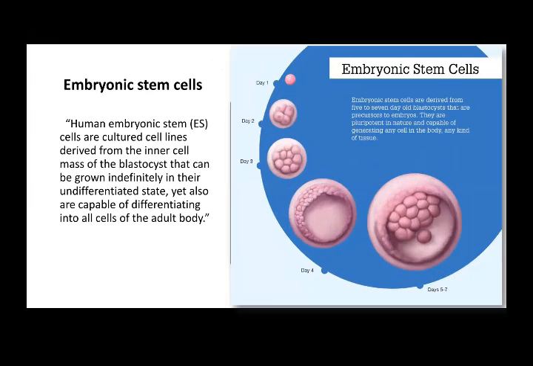Then you have the embryonic stem cells as well. Human embryonic stem cells. They're cultured cell lines derived from the inner cell mass of the blastocyst that can be grown indefinitely in their undifferentiated state, yet also capable of differentiating into all cells of the adult body. So they're derived from 5 to 7 day old blastocysts that are precursors to embryos, and they are pluripotent in nature and capable of generating any cell in the body, any kind of tissue, basically. That's the definition of embryonic stem cells.